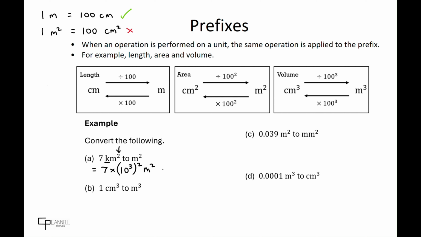And from indice laws, if we raise a power to a power, we multiply those powers. So the answer would be 7 times 10 to the power of 6, because 3 times 2 is 6, square meters. And in our calculators, that gives us 7 million square meters. Moving on to question B.